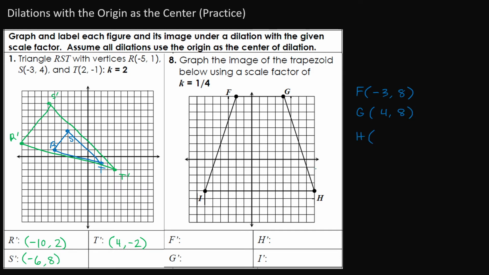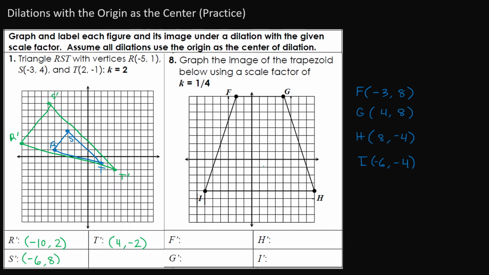H is at 8, negative 4. And I is at, sorry, negative 6, negative 4. So we can use these pre-image points to find our image.